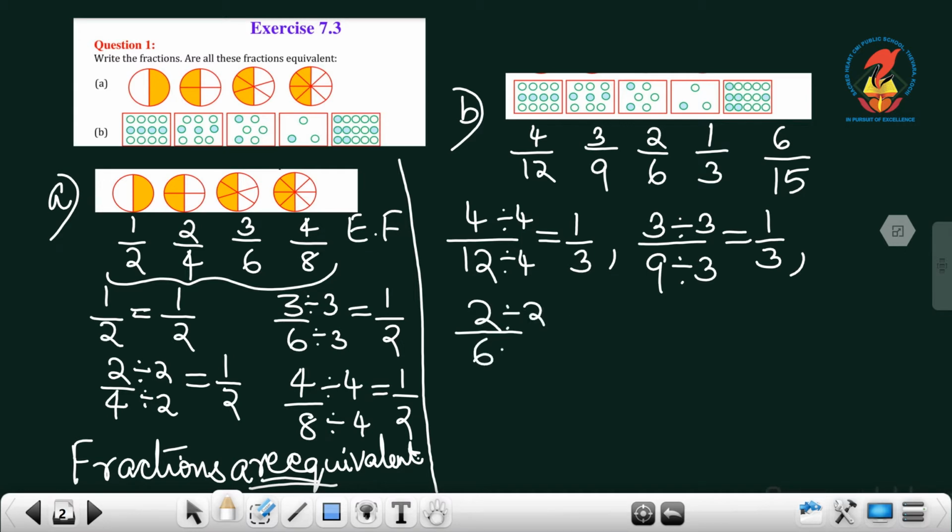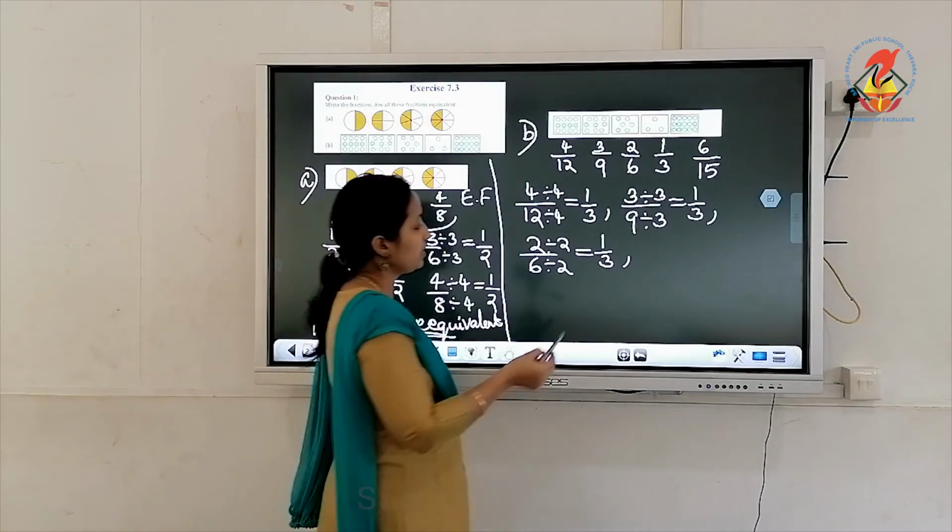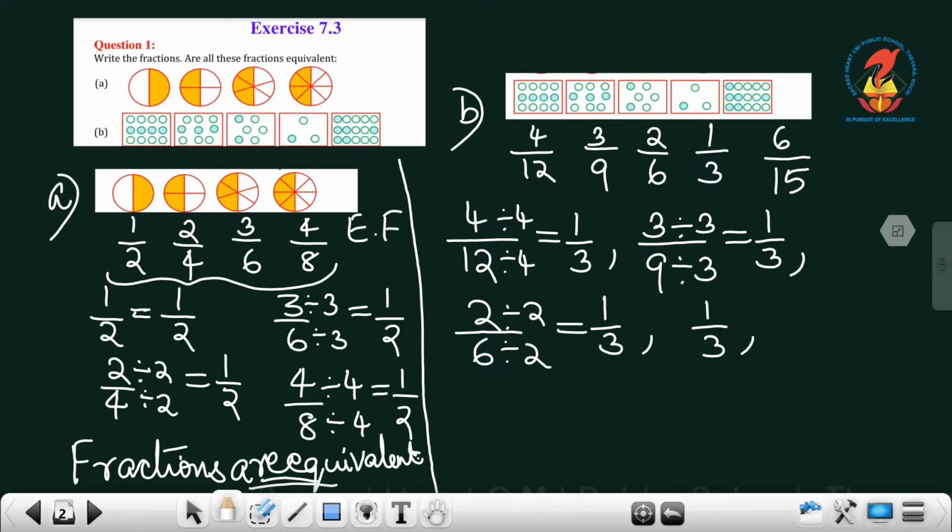The highest common factor between 2 and 6 is 2. So divide by 2, what will you get? 1 by 3. So all the answers we got are 1 by 3. Now check the other fraction. Next is 1 by 3 itself. Okay. Next one, 6 by 15.